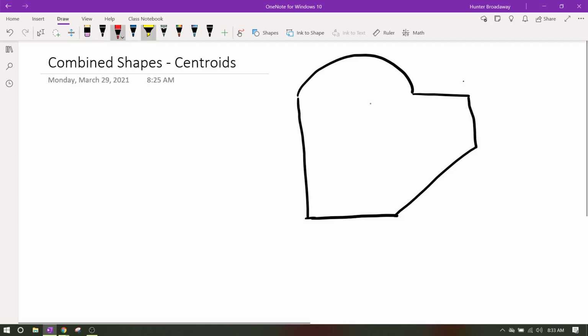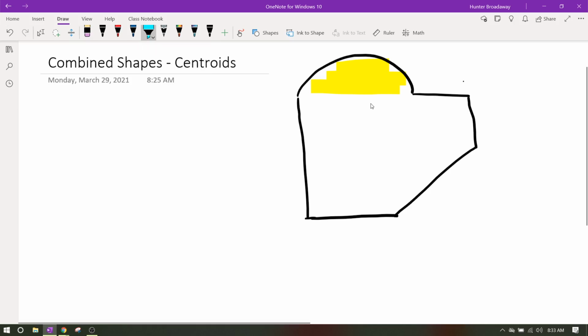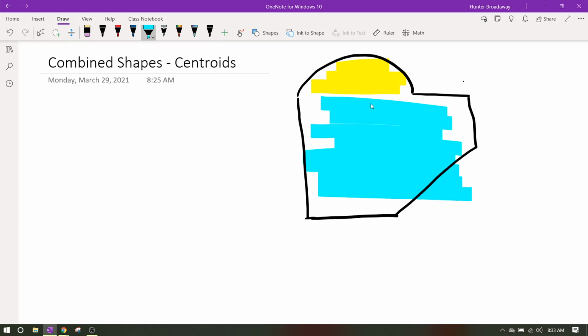Okay, so there's a semicircle. I'll go ahead and put that one in yellow. There's a semicircle. Okay, what else? There's a box. And I guess I gotta go ahead and color in the rest of the stuff over here too. This is the box area.